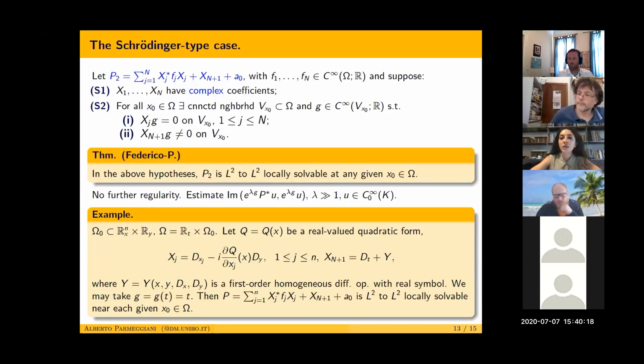Any other question? Let me just add a final remark. You see, this class is complementary in a sense to the class considered by Denker about sub-principal operators. So there is a lot of structure here, and the two things should be compared, in fact. Thank you very much for this very nice talk.